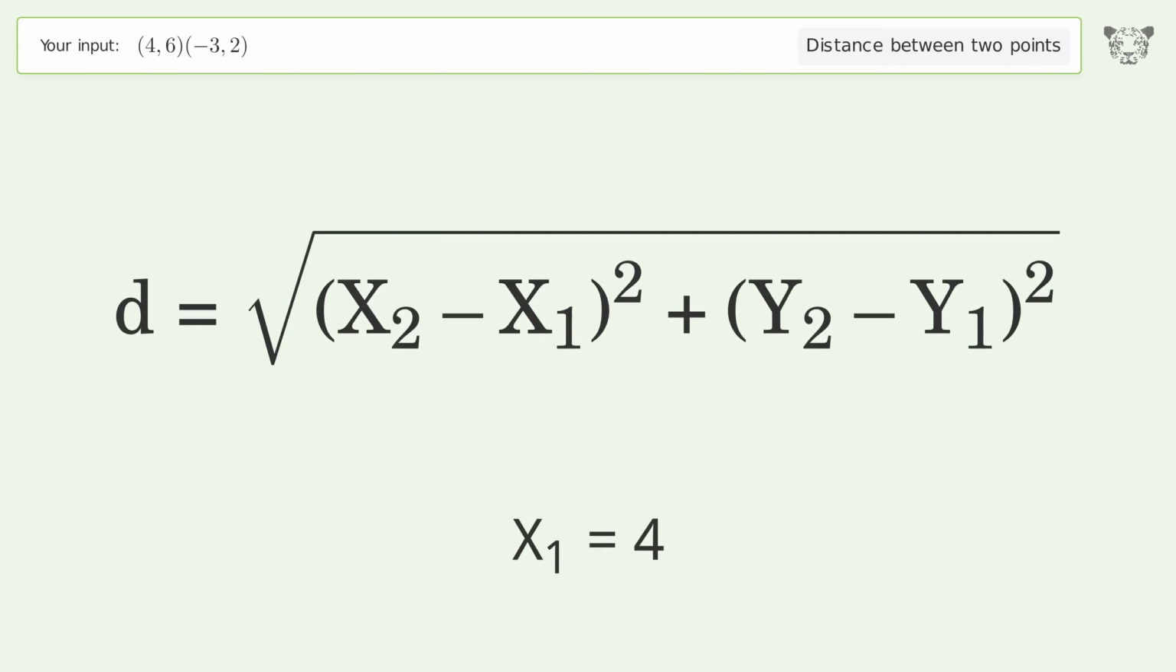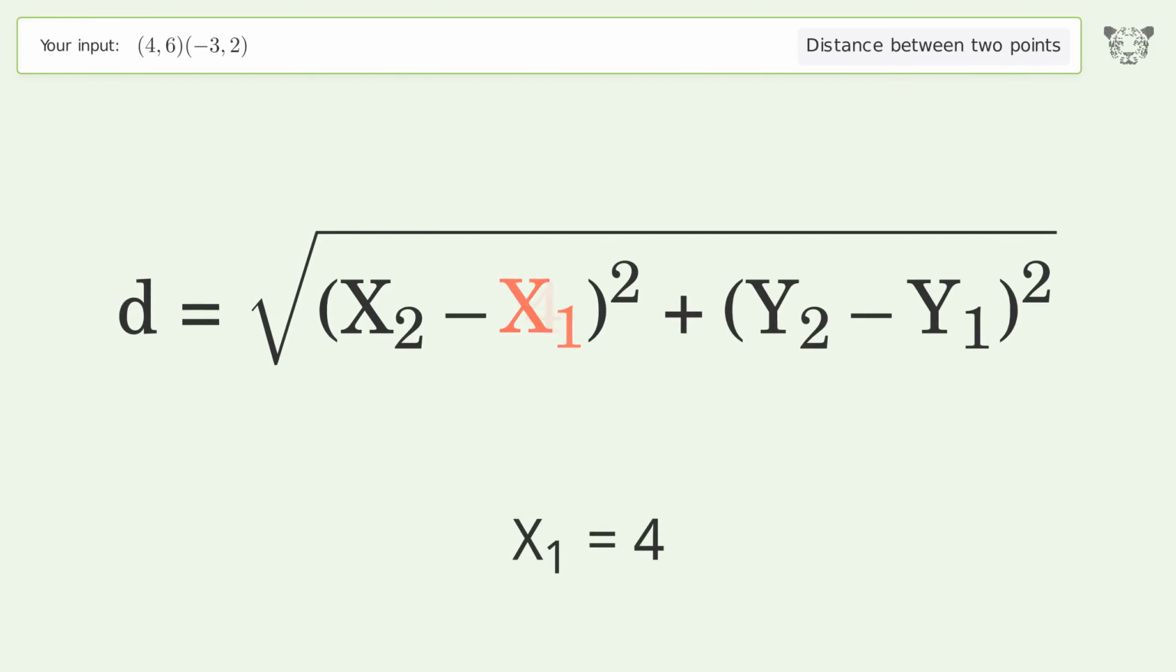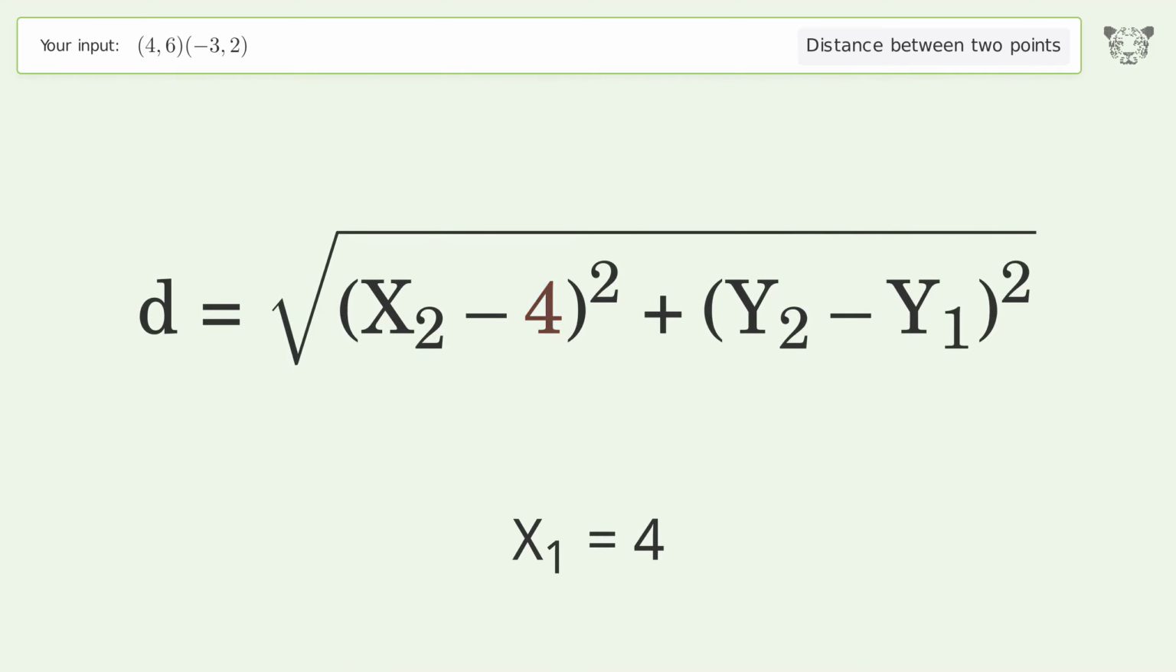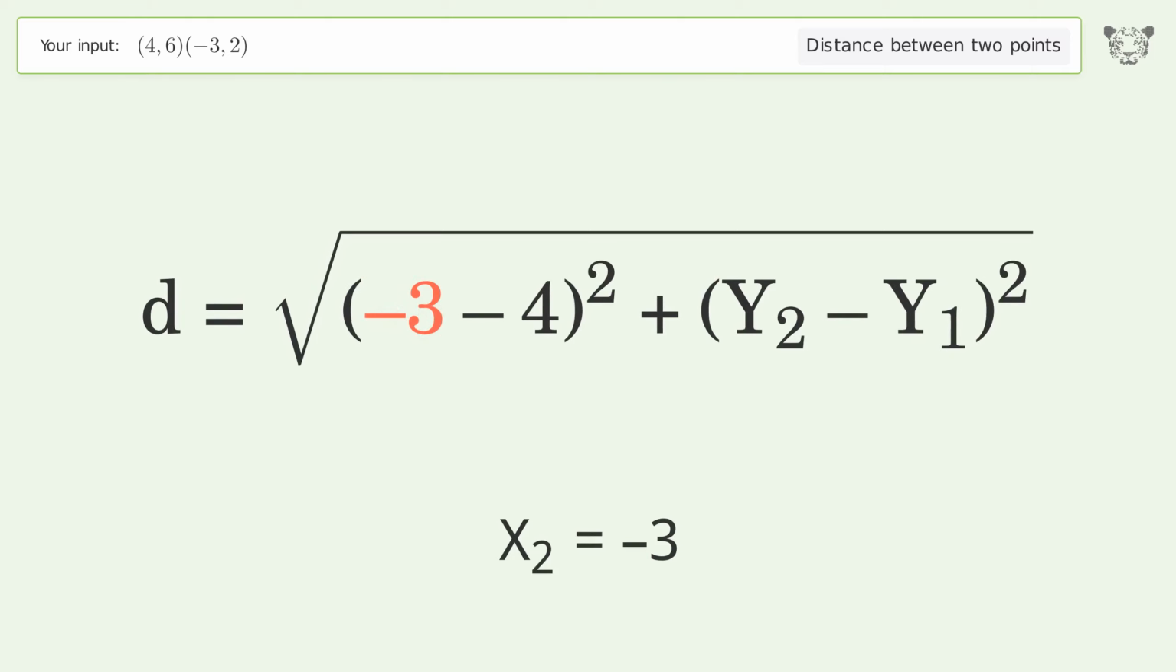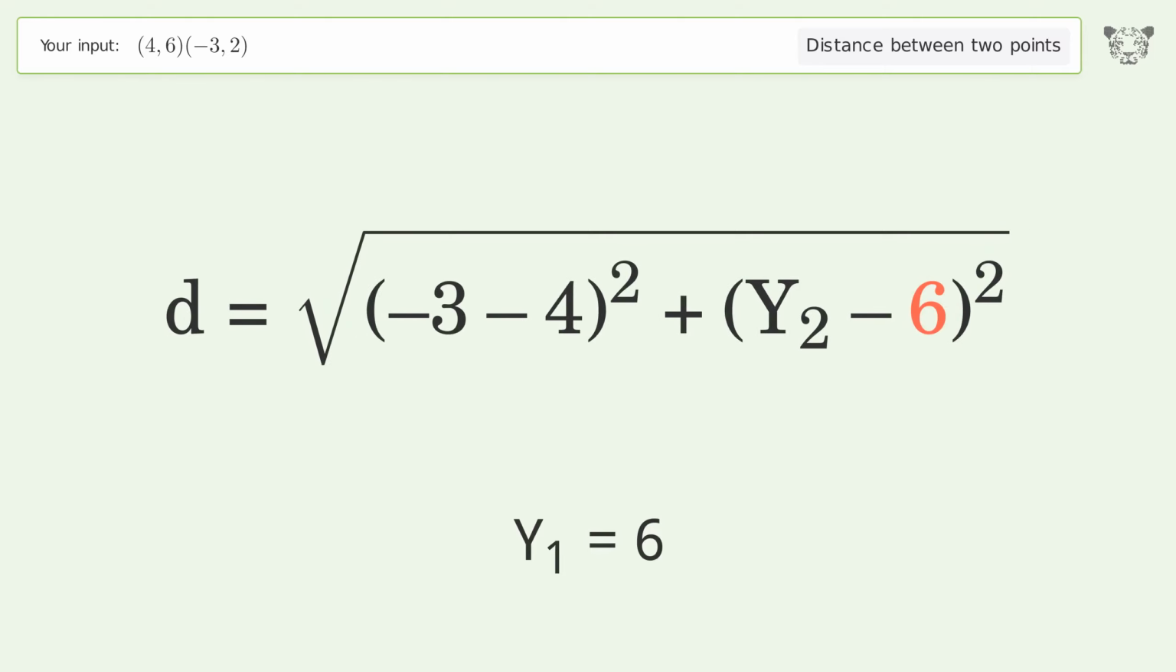x1 equals 4. x2 equals -3. y1 equals 6. y2 equals 2.